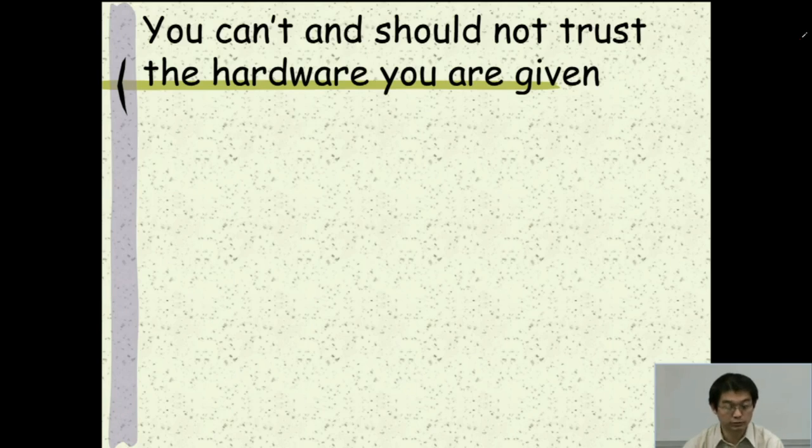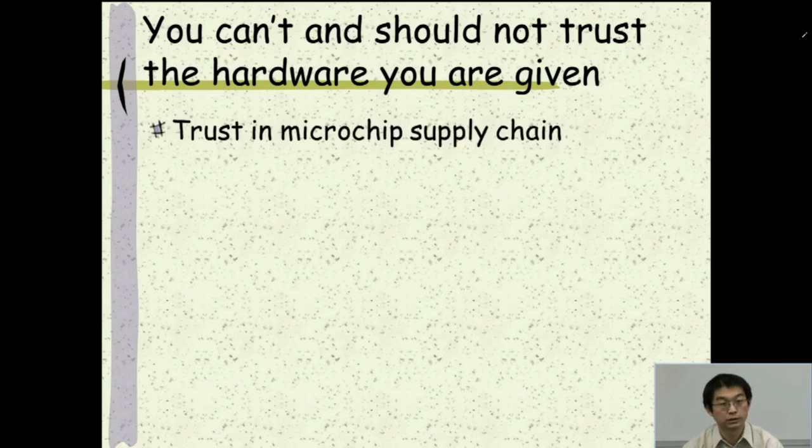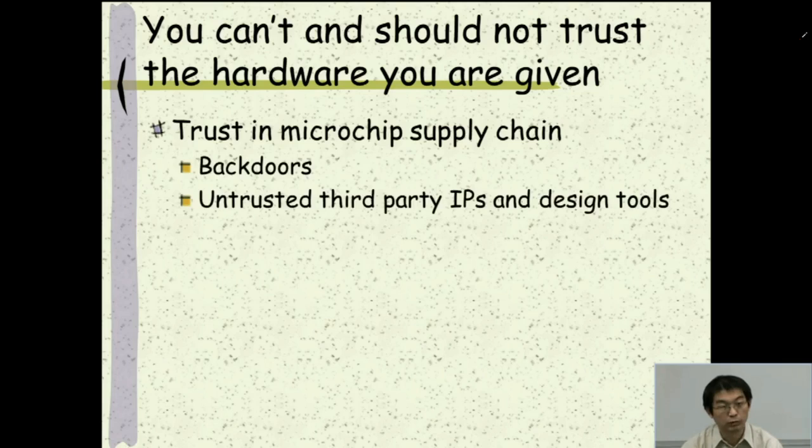There are a couple of reasons behind this. So first, it is the trust issue in the microchip supply chain. There might be backdoors in the circuit or in the system. And also, when designers design the system, they have to use third-party intellectual properties. They have to use design tools, which may not come from a trusted source.